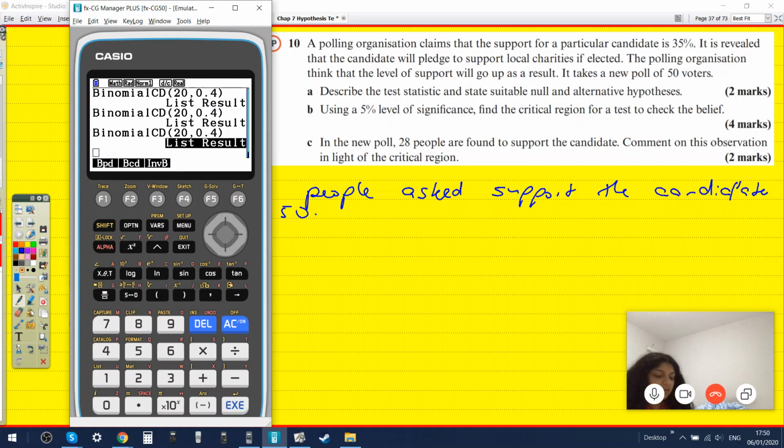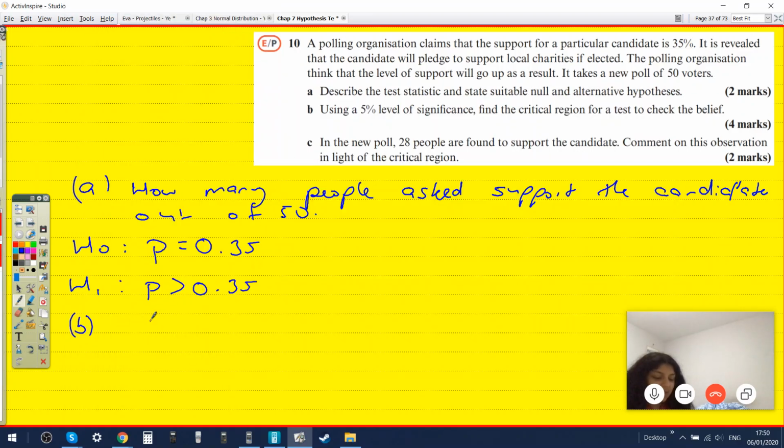So its critical region is x is greater than or equal to 24. So it's in between 24 and 50. Okay. And then 28 is in the critical region, so the null hypothesis is rejected.